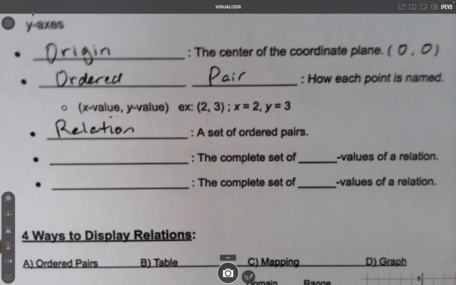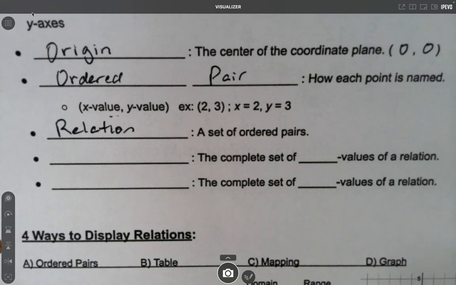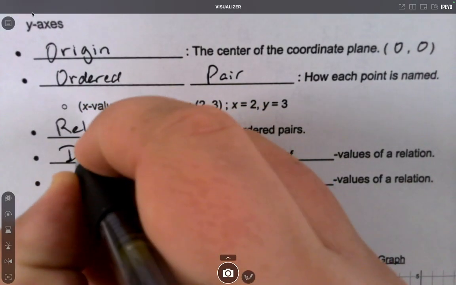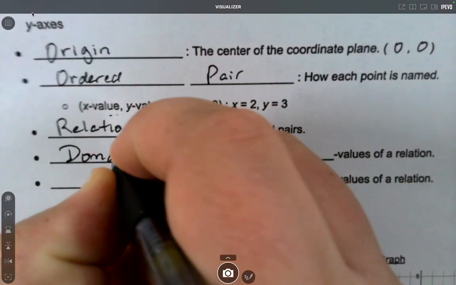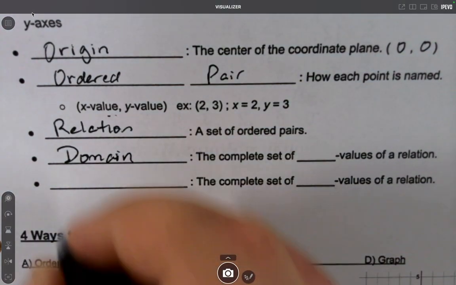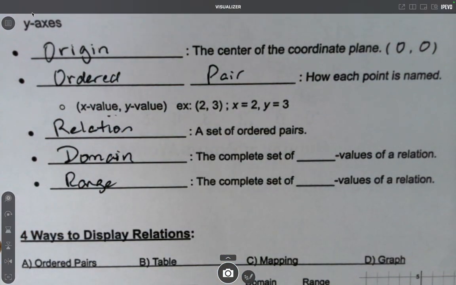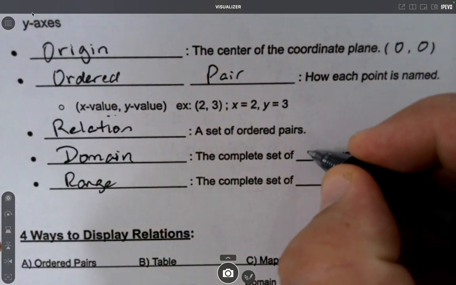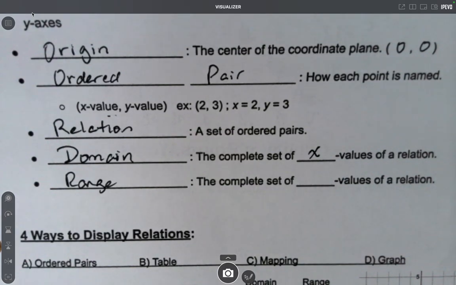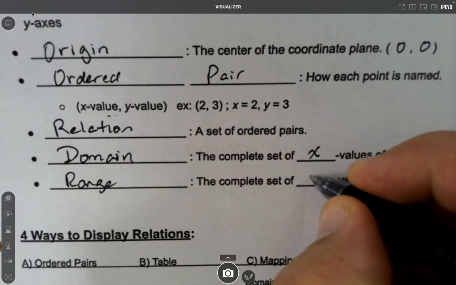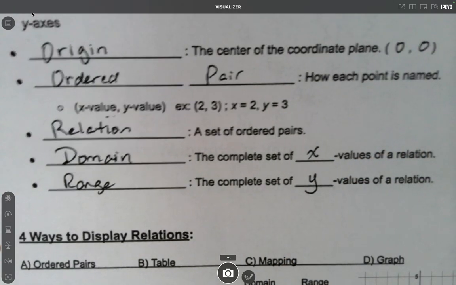And two pieces of the relation are the domain and the range. The domain is the complete set of x values of a relation. And a range is the complete set of y values of a relation.